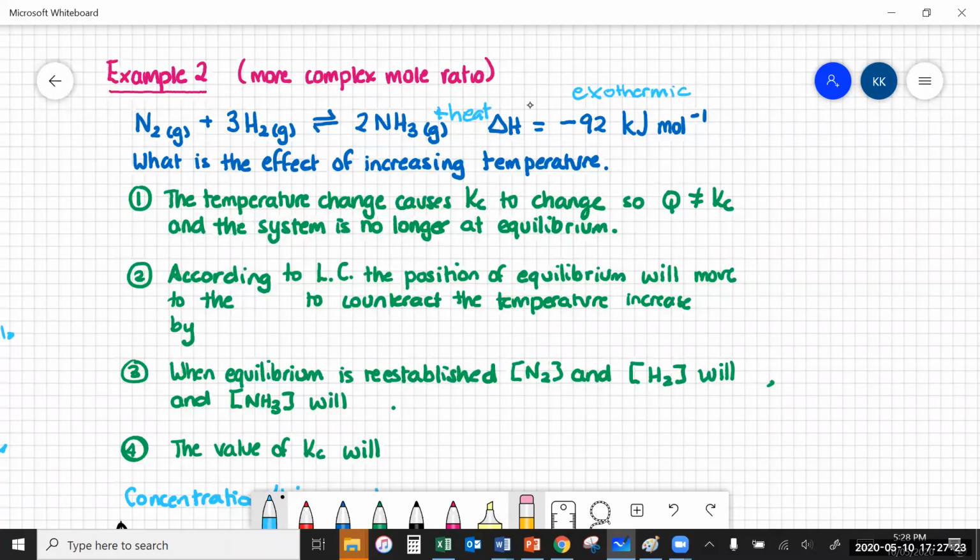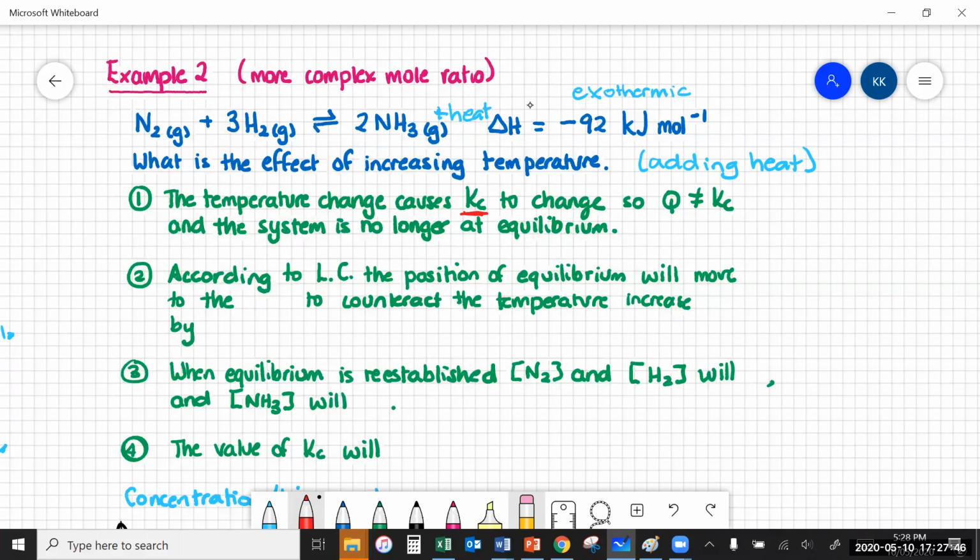What's the effect of increasing temperature? We're going to think of that as adding heat. The temperature change, remember, it causes Kc to change. So Q is not equal to Kc anymore, and the system's no longer at equilibrium.